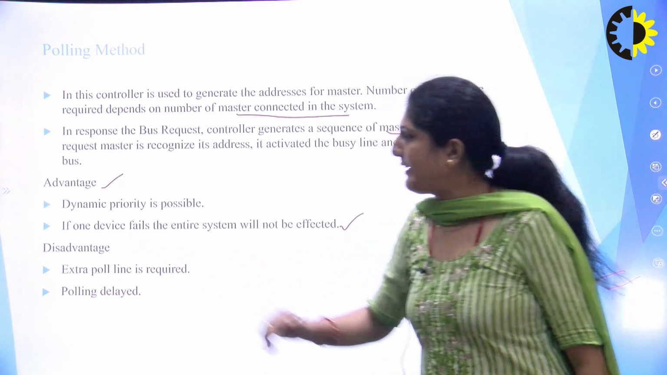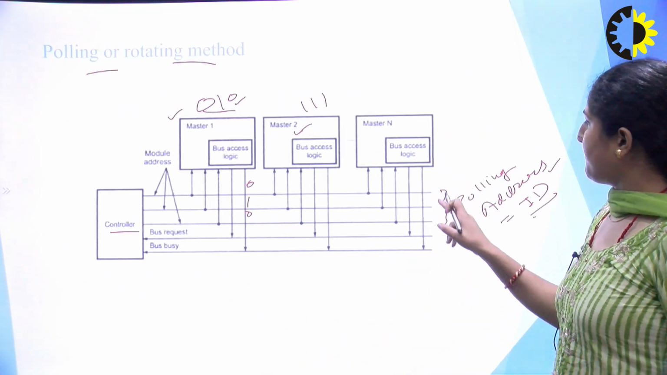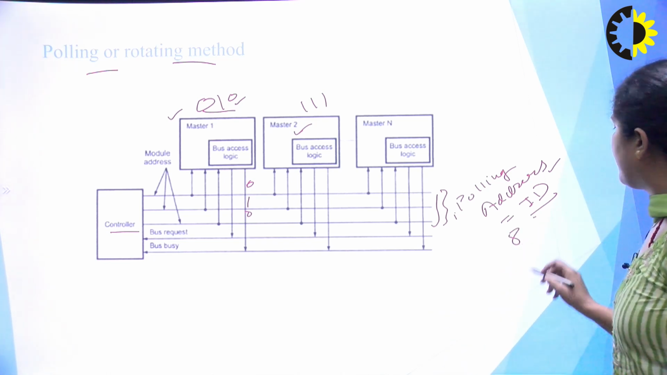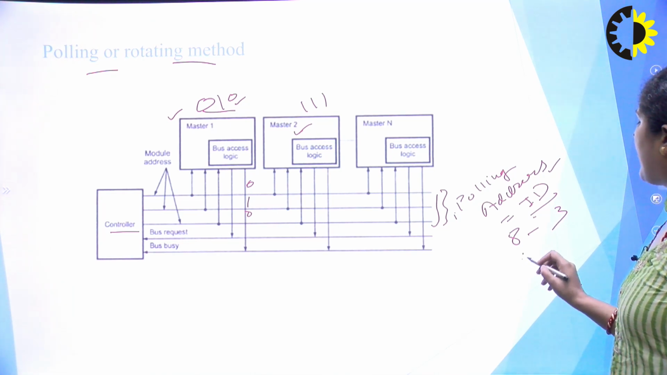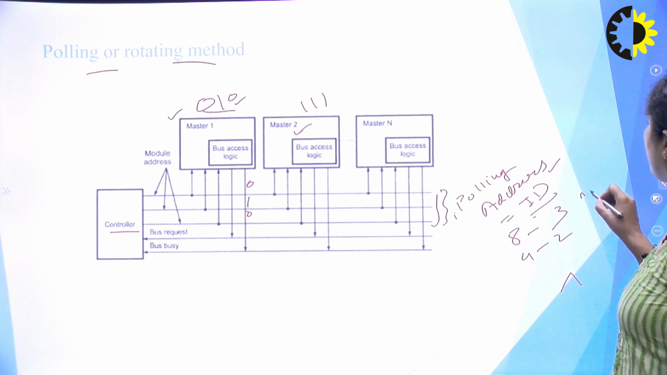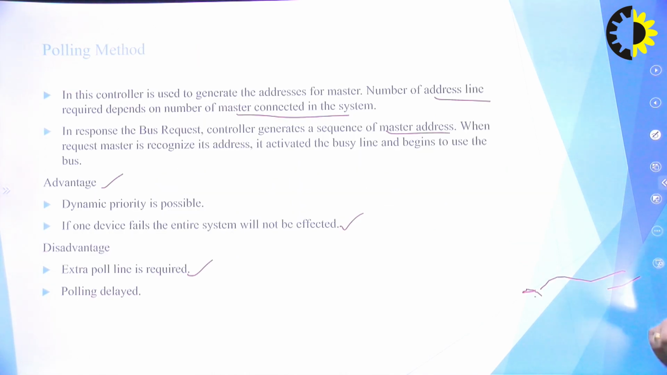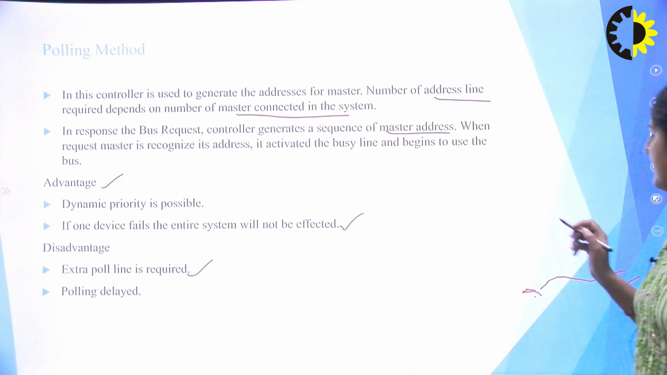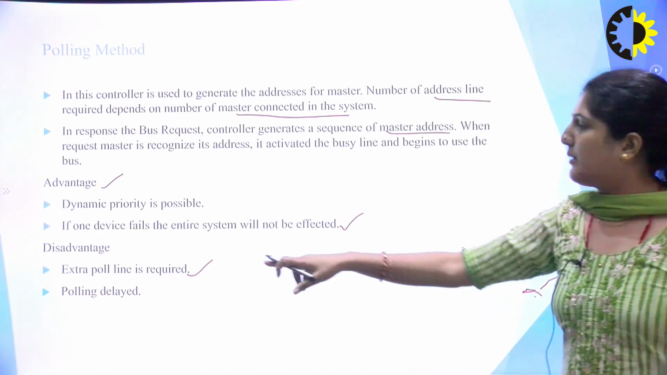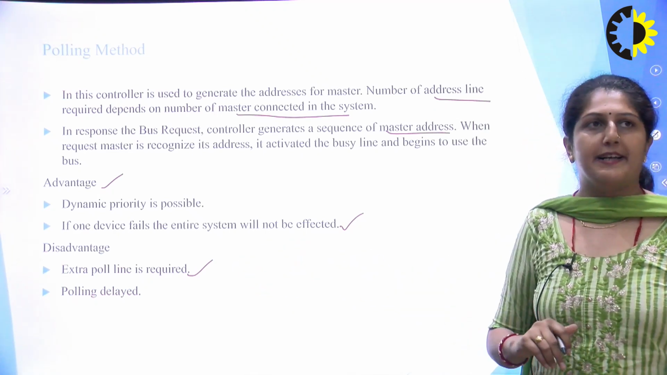What is the disadvantage of it? Extra poll lines are required. As we see, 3 extra poll lines are required. If there are 8 devices, we require 3 lines. If there are 4, we need a maximum of 2 lines, because it communicates in the form of 2 raised to the power n. Also, polling is delayed. As the number of polling lines increases, the addresses increase, so the polling will be delayed.